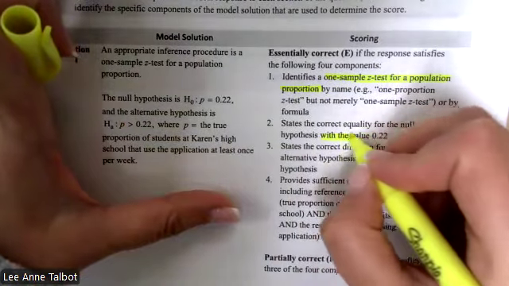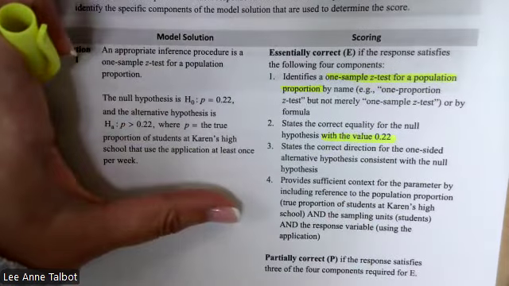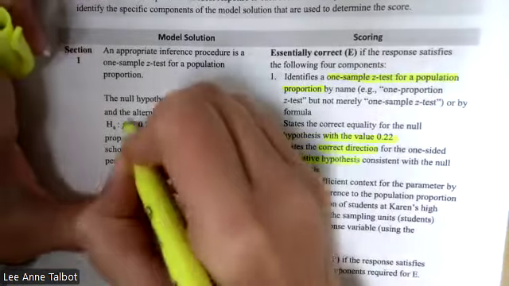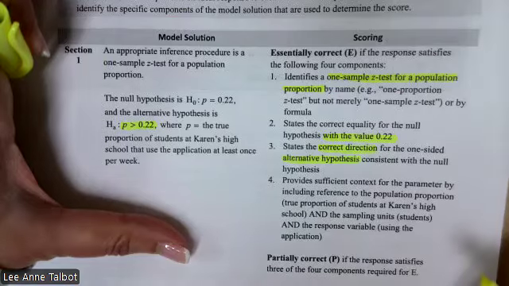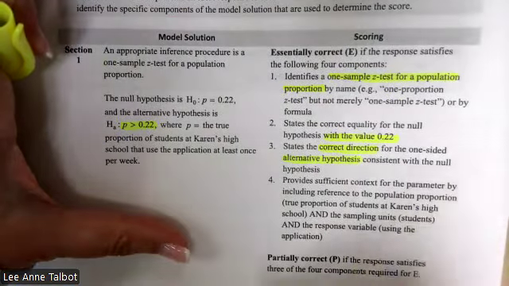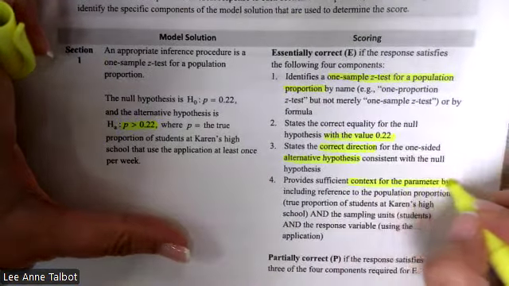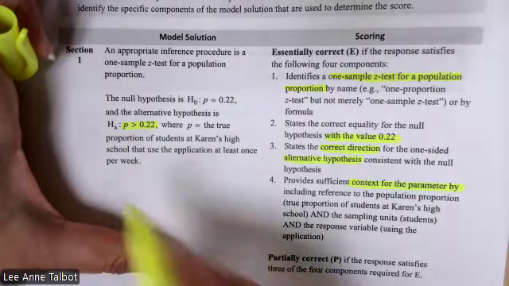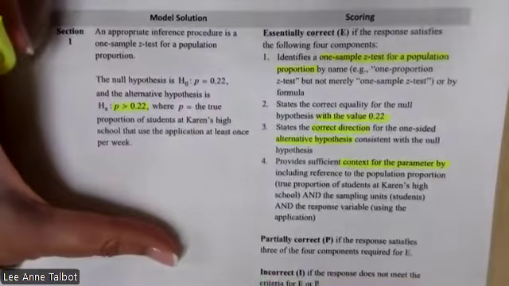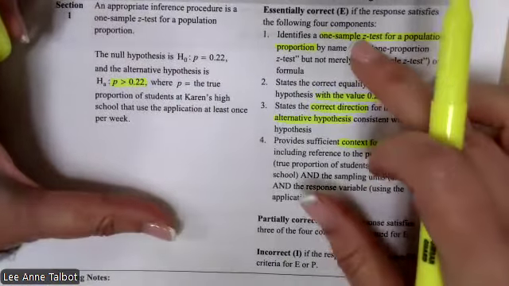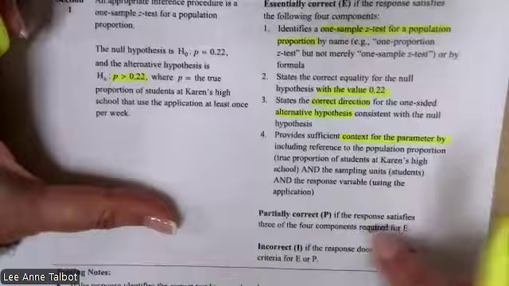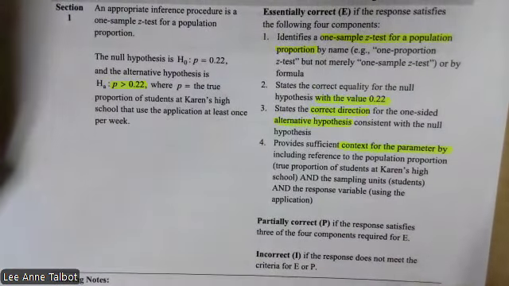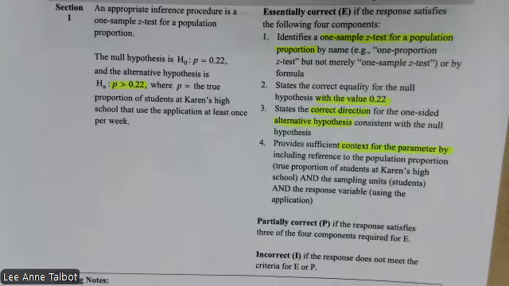Null hypothesis is 0.22. Correct direction for the alternative hypothesis, which is greater than. And something about context for the parameter. So P equals the true proportion of students at Karen's high school that use the application at least once per week. If you have all 4 of those, that's an E. 3 of those is a P. Ooh, that's strict. Anything less than that's an I.